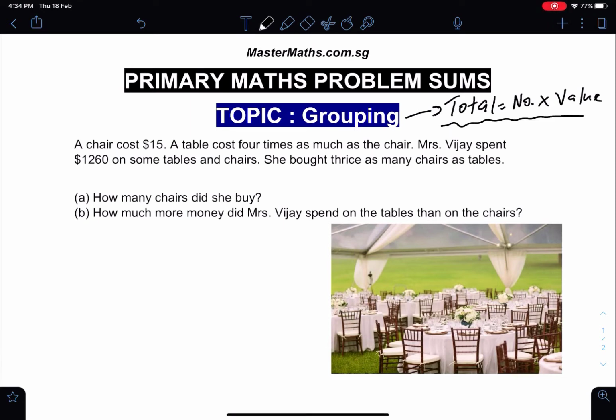Let's discuss. A chair costs $15. A table costs 4 times as much as the chair. So right from the get-go, we can know the cost of the chair, and we can calculate the cost of the table as well. Mrs. Vijay spent $1,260 on some tables and chairs. She bought thrice as many chairs as tables. First question, how many chairs did she buy? Next question, how much more money did Mrs. Vijay spend on the tables than on the chairs?